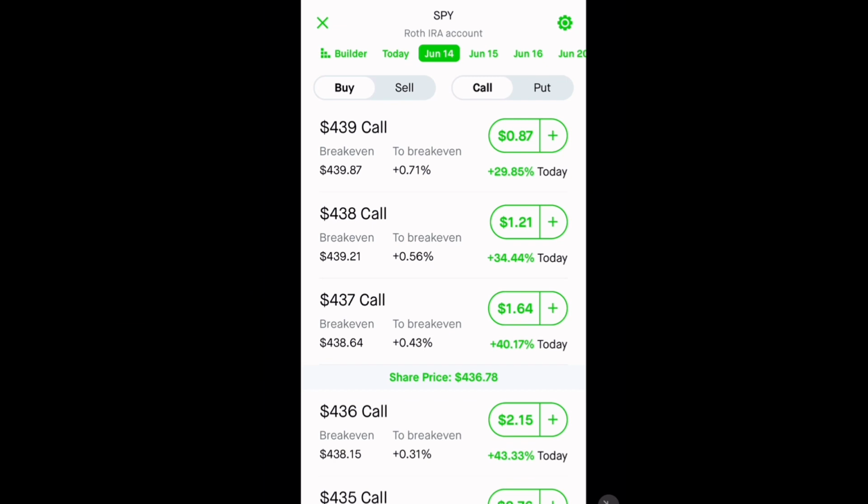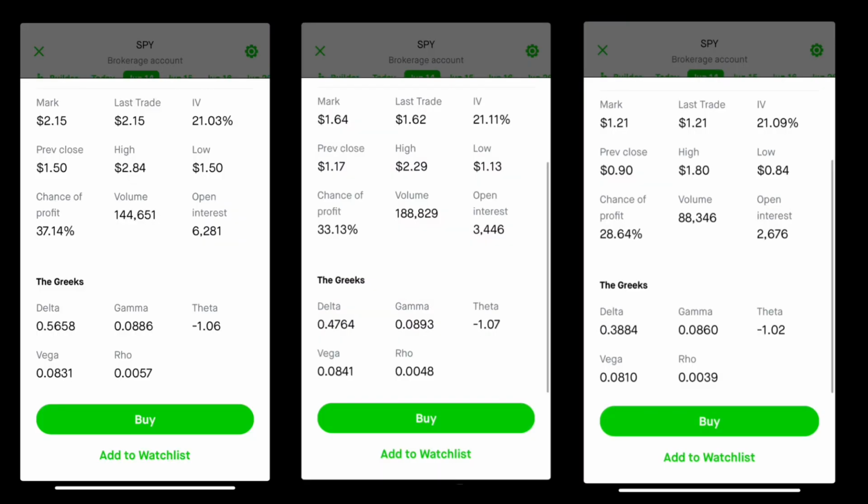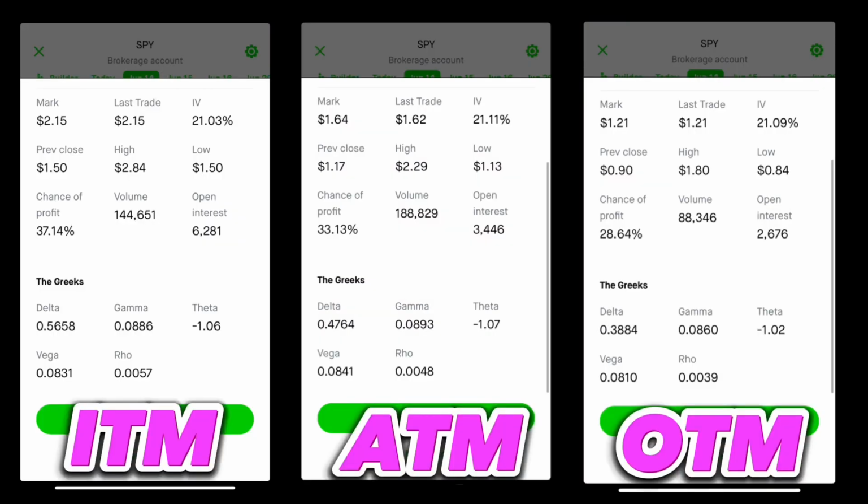Okay, now for the sake of this video, we're going to compare three contracts side by side. We're going to compare an in the money contract, an out of the money contract, and an at the money contract, so we can see the difference between these. One big difference is the delta in each contract. Another big difference is the volume and the open interest. As you can see, there's a lot more people on the in the money contract than the out of the money contract.